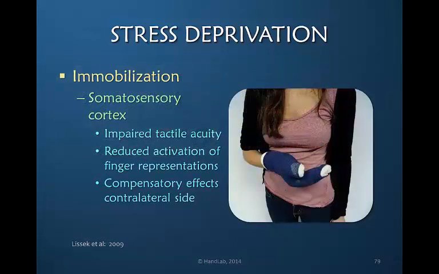A study in 2009 took normal individuals and immobilized one hand and wrist. And testing following this immobilization showed that there was impaired tactile acuity, there was reduced activation of the finger representations within the motor cortex, and there was an observation of compensatory effects on the contralateral side from a brief period of immobilization.